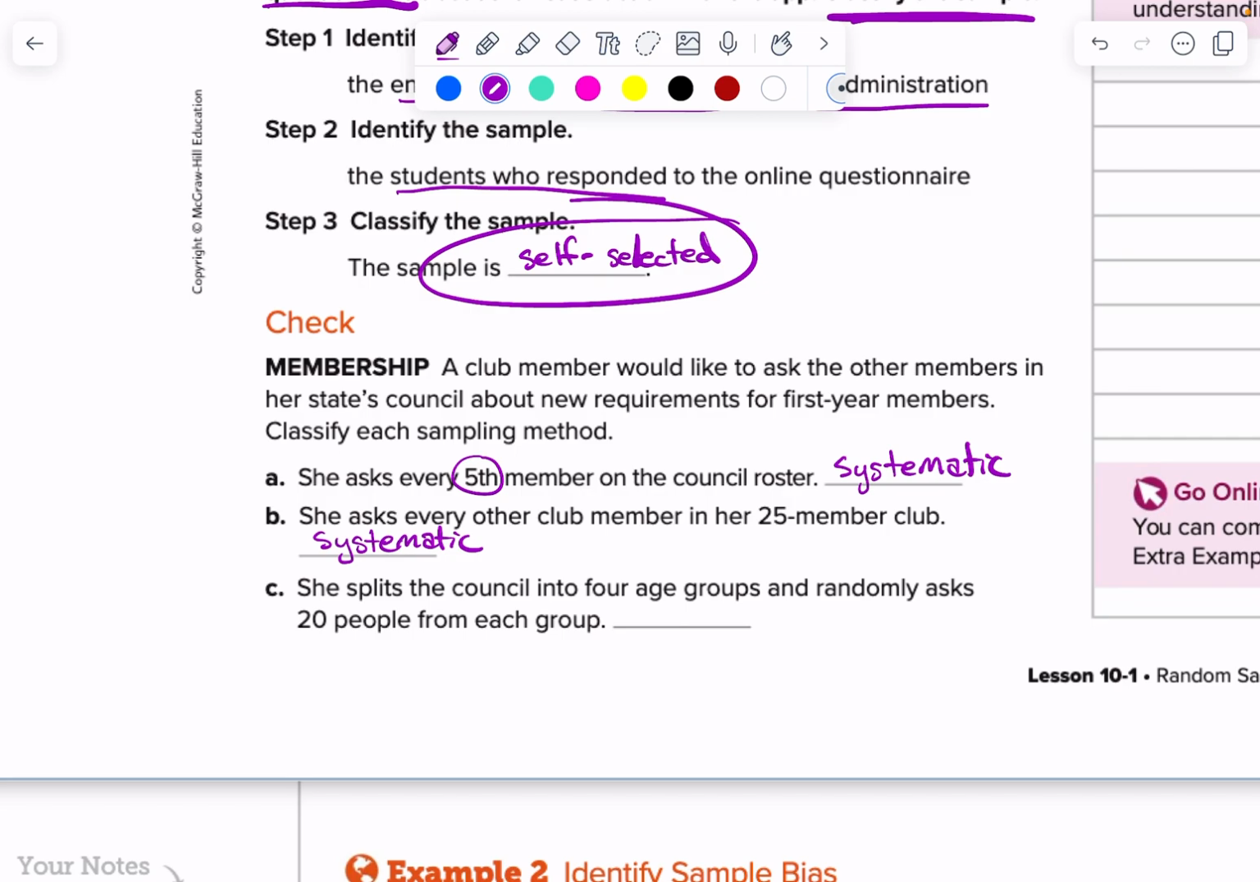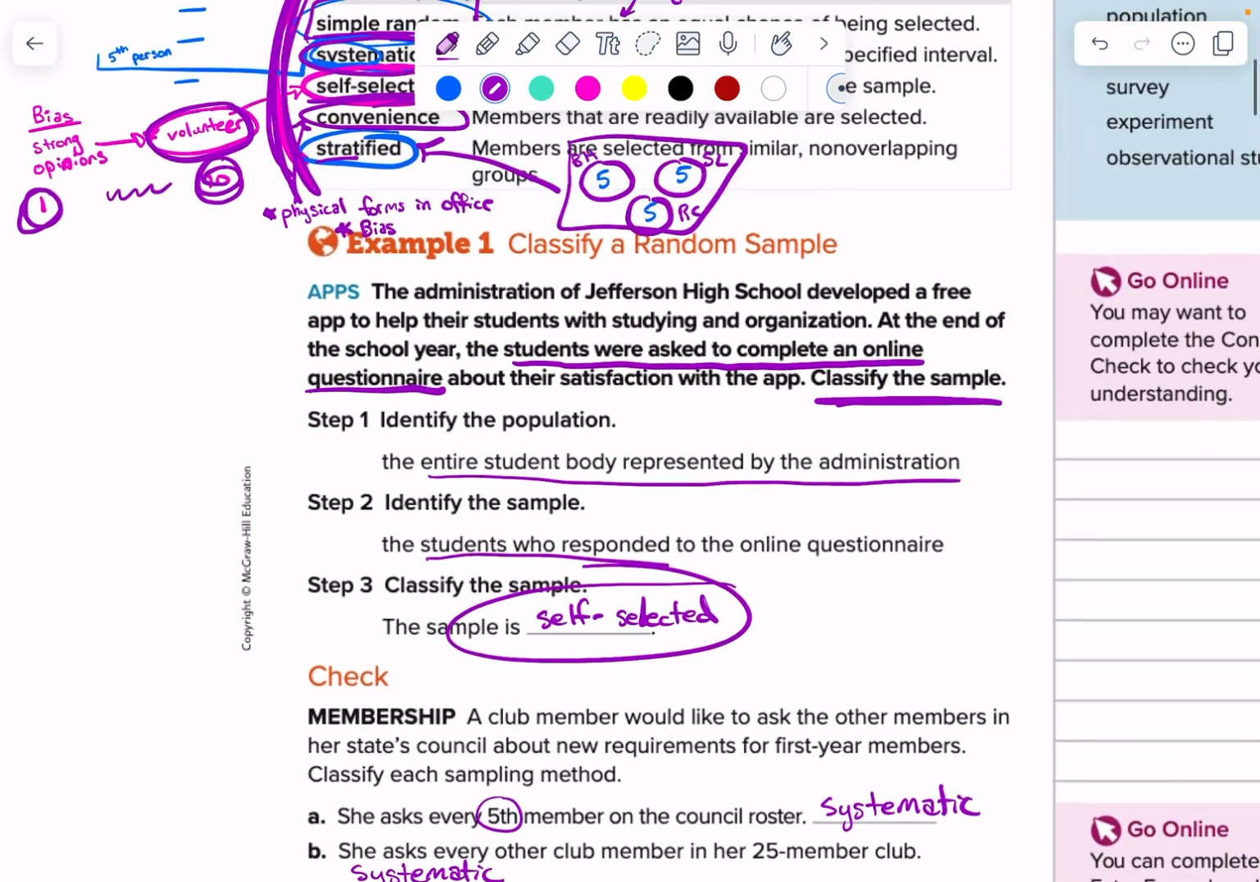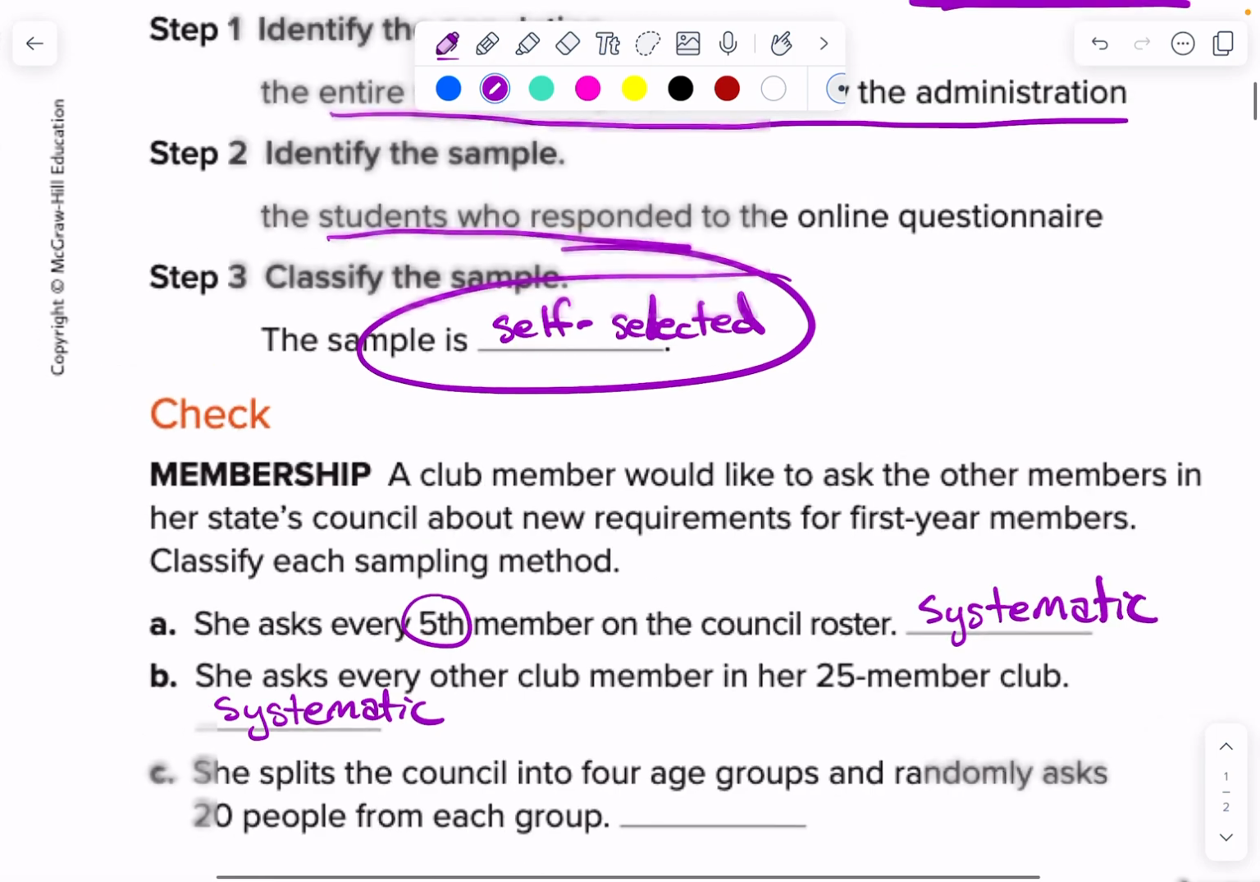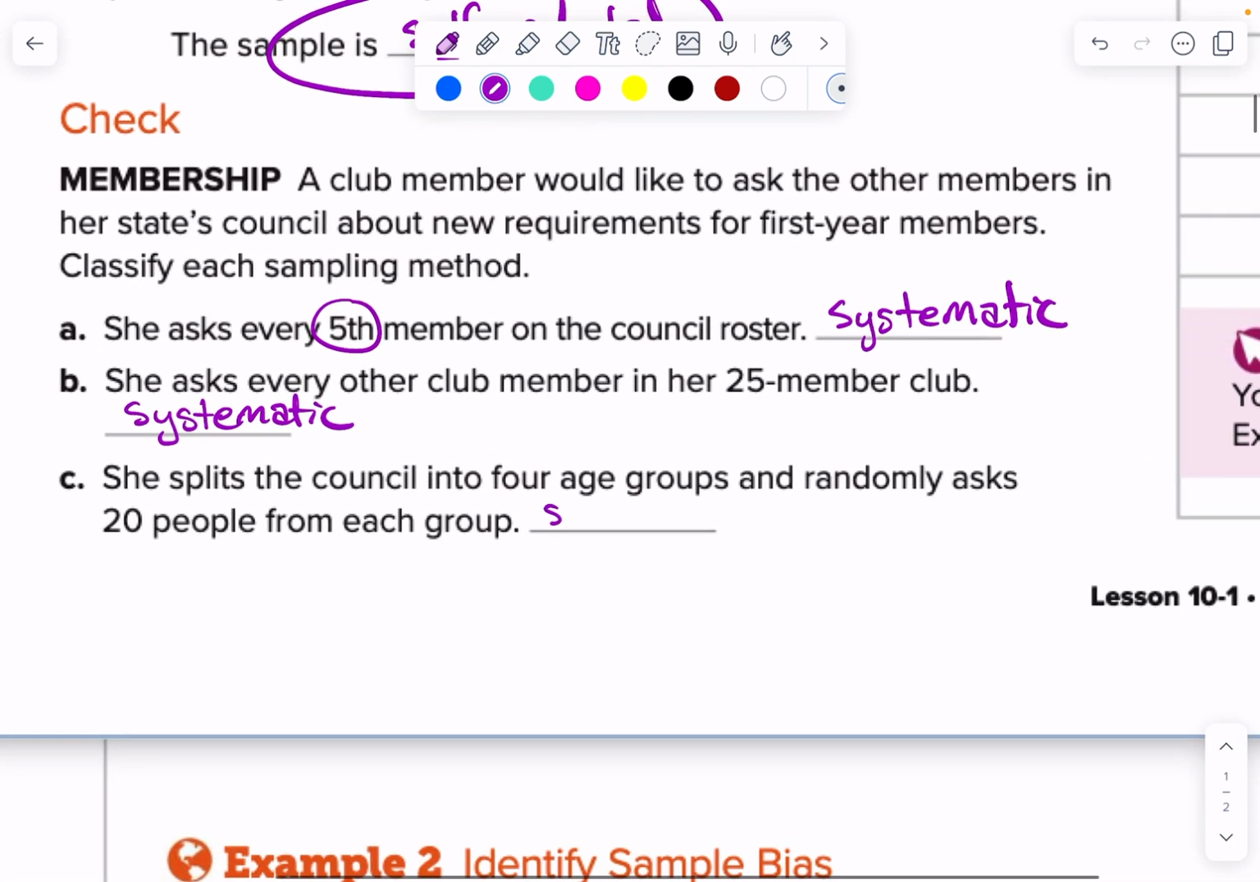She splits the council into 4 age groups and randomly asks 20 people from each age group. That sounds a lot like this Blue Hill, Silver Lake, Red Cloud. We have age groups now instead of towns. Age groups, and we're choosing 20 from each. So that is going to be that stratified.